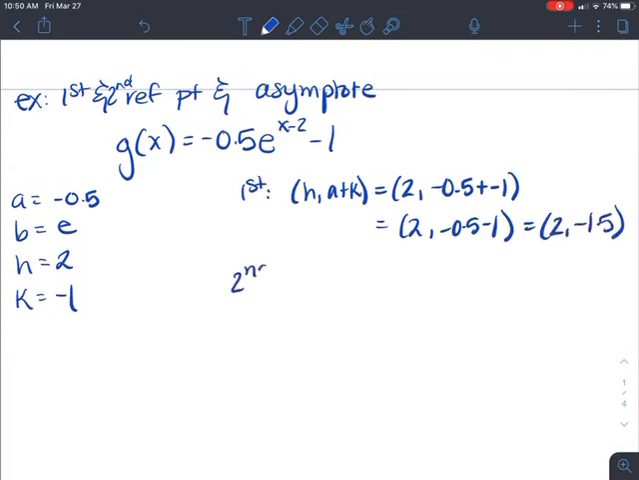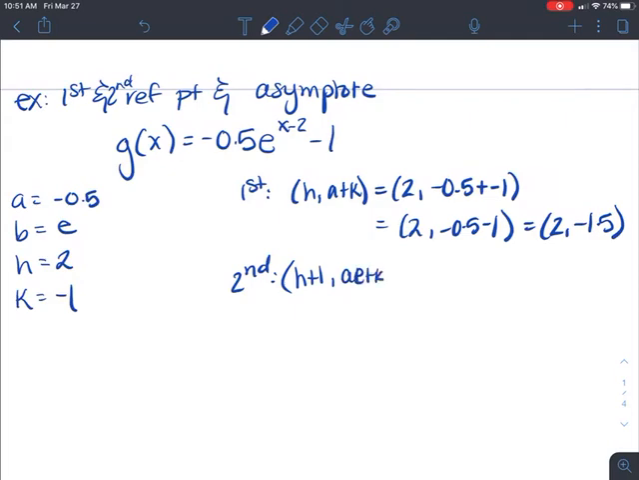For my second reference point, if you guys are following along, please pause the video and try and find the second reference point. If you don't feel confident pausing the video, that's okay, just keep following along.